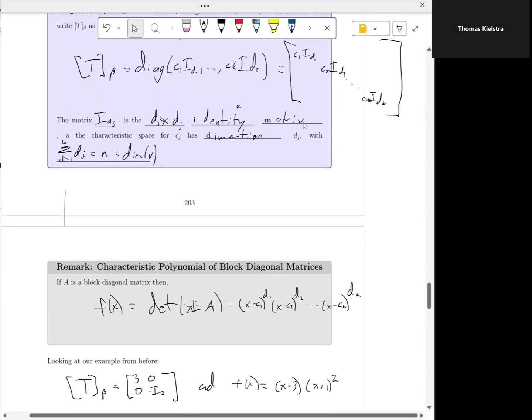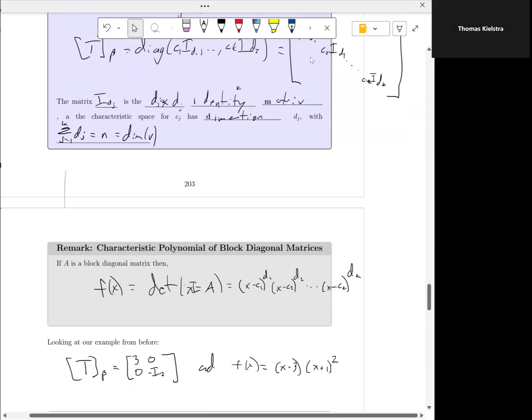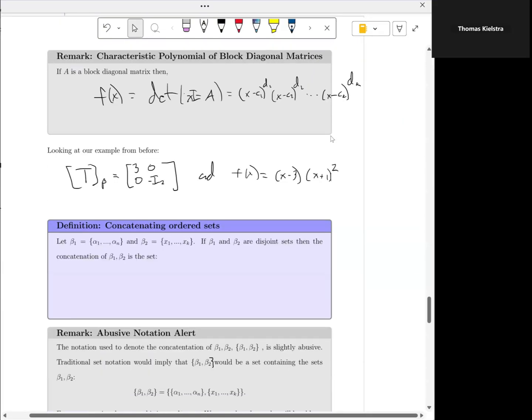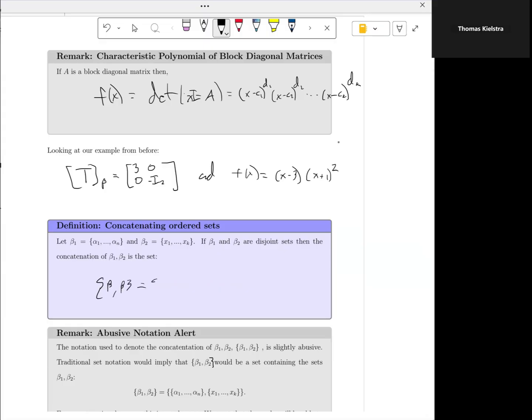Additionally, if I take the bases for each of these sub-blocks, the basis vectors corresponding to those eigenspaces, I can combine them to create a bigger basis. And we call this concatenating bigger sets. So if beta 1 and beta 2 are disjoint sets, then I can concatenate beta 1 and beta 2 to create the set beta 1, beta 2, which is alpha 1 up until alpha n, x1 up until xk.